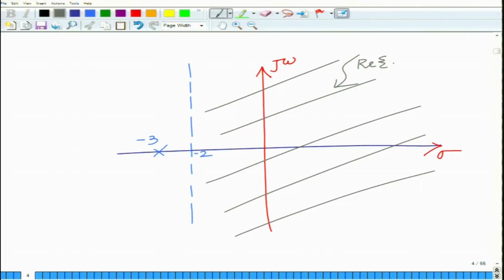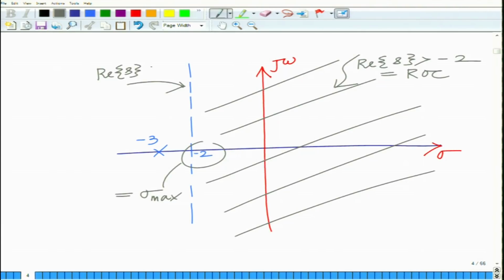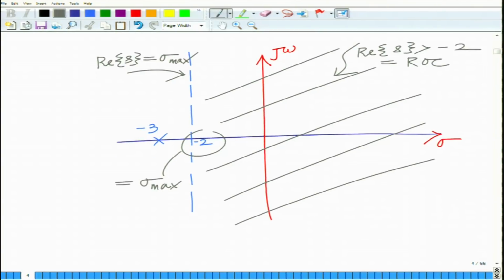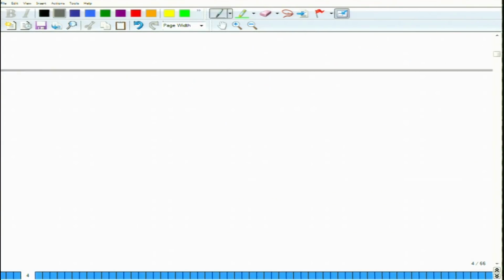So this is real part of S greater than minus 2, and this is your ROC for the right handed signal. This quantity here is equal to sigma max, and this is the line real part of S equals sigma max. The ROC is the region to the right of this line, and in fact, it does not include the line real part of S equal to sigma max. That is something important to remember.